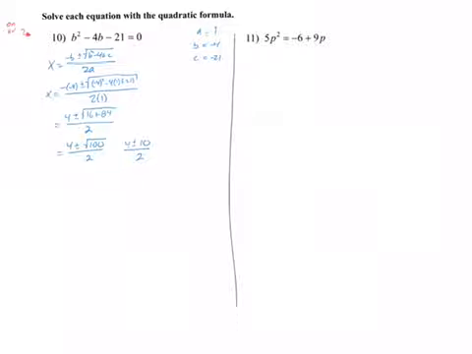Now this, I'm going to break up into two different ones. Since I have a plus and a minus, it could go two different ways. This is going to either be 4 plus 10 over 2, or 4 minus 10 over 2.